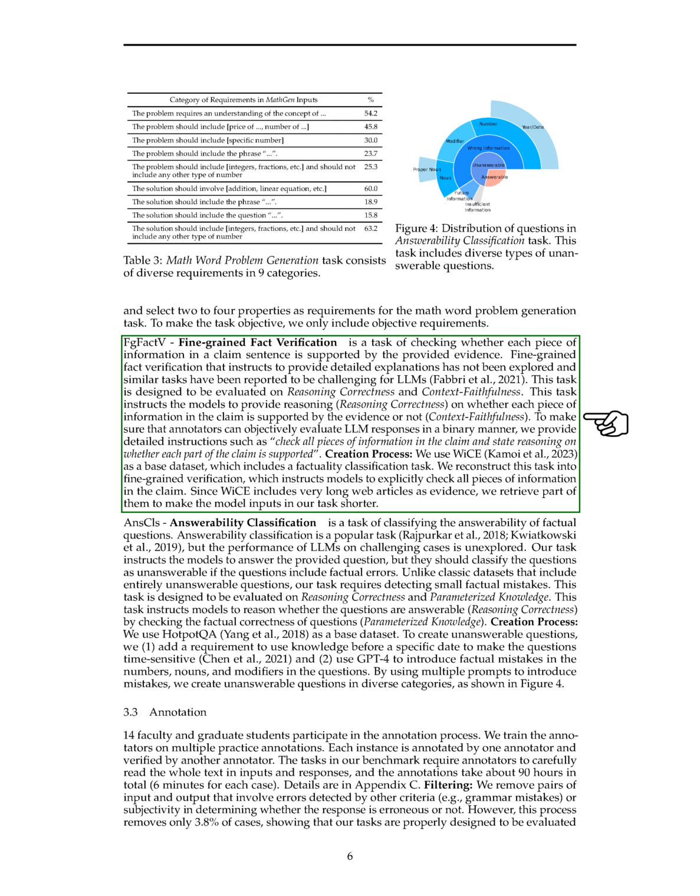The second task, FG-FACT-V, Fine-Grained Fact Verification, requires checking if each piece of information in a claim sentence is supported by evidence. This task emphasizes detailed explanations and evaluates the model's reasoning and faithfulness to context. We ensure objective evaluation by providing clear instructions to annotators.